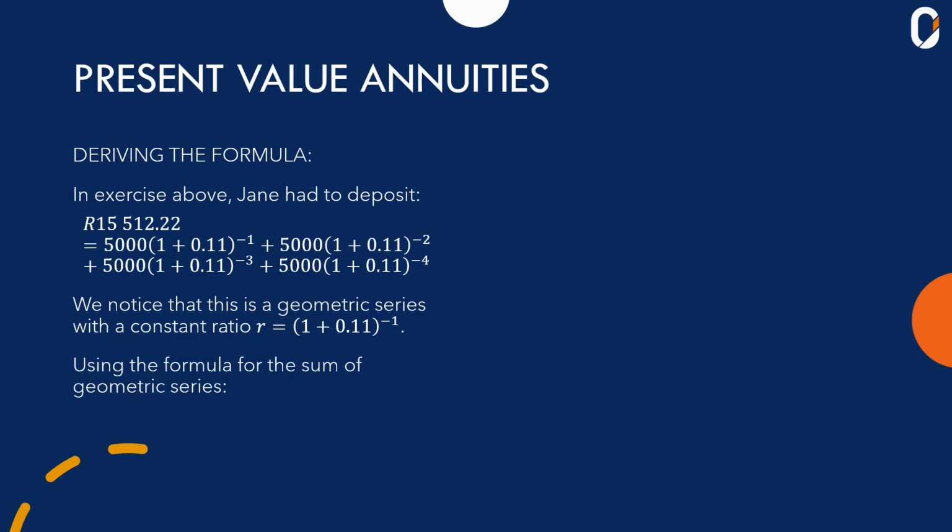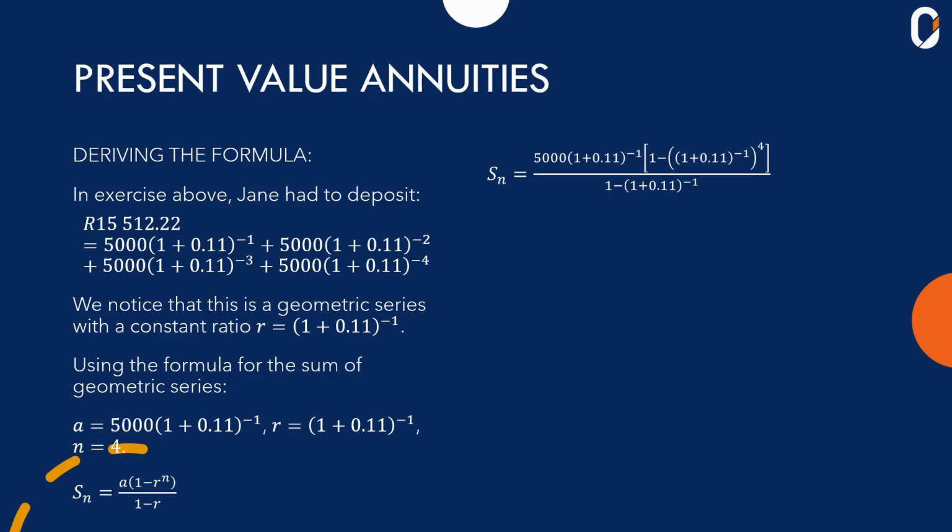Using the formula for geometric sum, we're going to have A is equal to the first value, 5000(1 + 0.11)^-1, R the constant ratio (1 + 0.11)^-1, and N the period of investment is equal to 4. And introducing the formula for R less than 1, Sn is equal to A(1 - R^n) all over 1 - R.